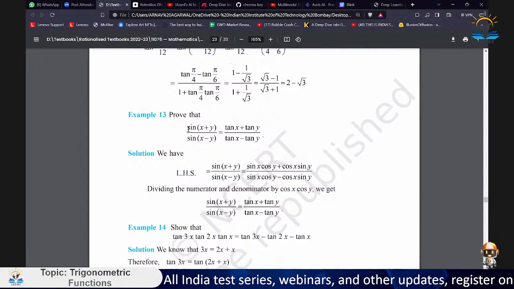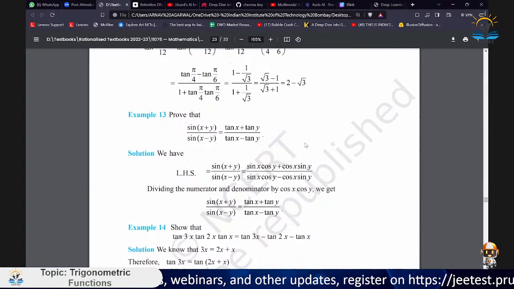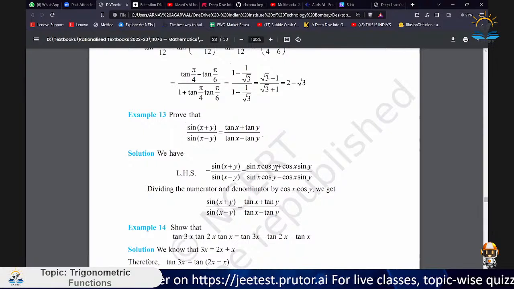Now let's say we need to prove sin x plus y upon sin x minus y is equal to tan x plus tan y upon tan x minus tan y, right? So sin x plus y can be written as sin x cos y plus cos x sin y, and similarly sin x minus y can also be written. When we divide the numerator and denominator by cos x cos y, we get the value as tan x plus tan y upon tan x minus tan y.